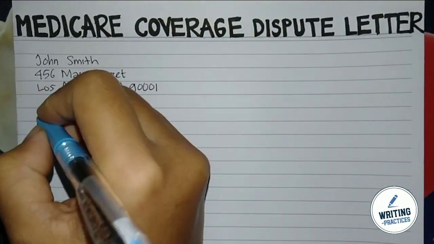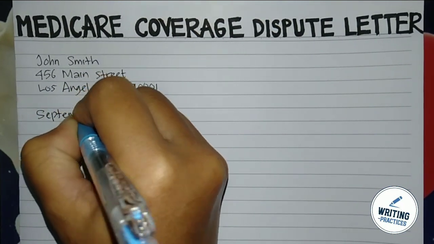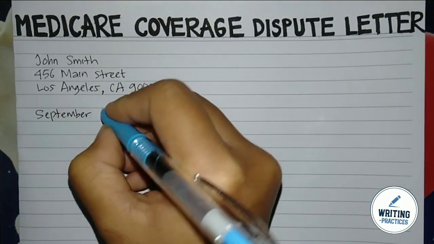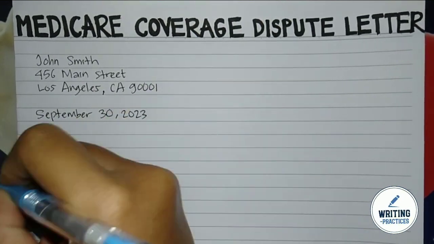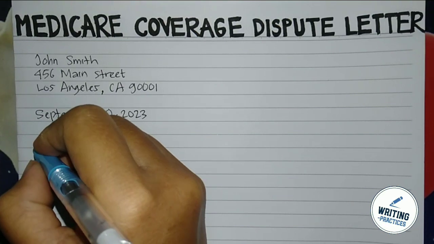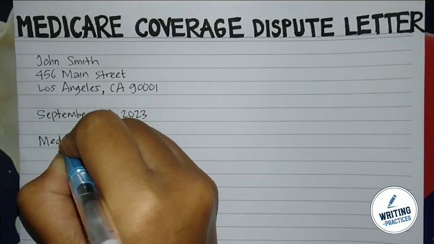Check this out. First of all, you need to write your information. Write your full name. Under it, write your complete address including the number, street name, city, state, and zip code. After that, write the date of the letter. You can use the format of month, date, and year.